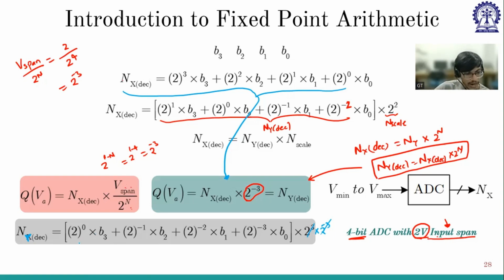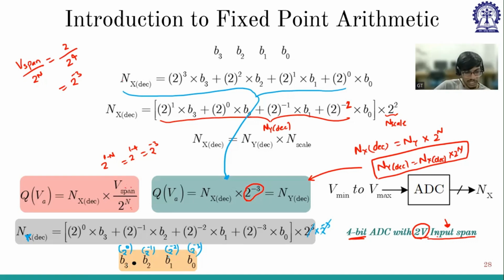So now the final expression of ny decimal is 2 to the power 0 into b3 plus 2 to the power minus 1 into b2 plus 2 to the power minus 2 into b1 plus 2 to the power minus 3 into b0. So I can represent this as b3 dot b2 b1 b0, as if there is a virtual dot, with the 2 to the power 0 coefficient, 2 to the power minus 1 coefficient, 2 to the power minus 2 coefficient, 2 to the power minus 3 coefficient. If there is a dot here, to get the ny decimal I can directly say b3 into 2 to the power 0 plus b2 into 2 to the power minus 1 plus b1 into 2 to the power minus 2 plus b0 into 2 to the power minus 3. So I am keeping this virtual dot for my ease.